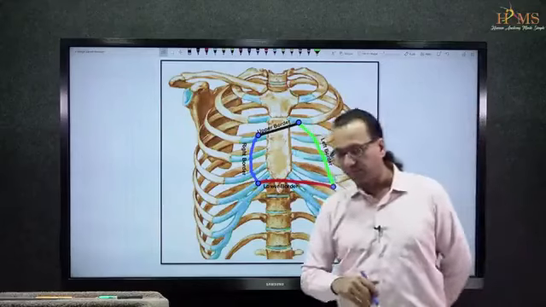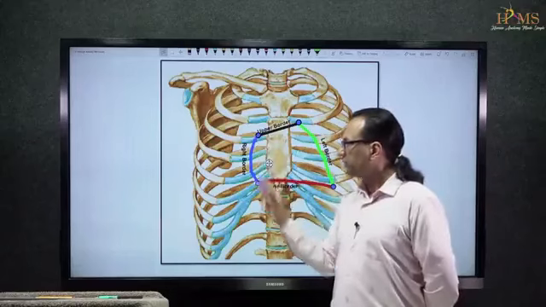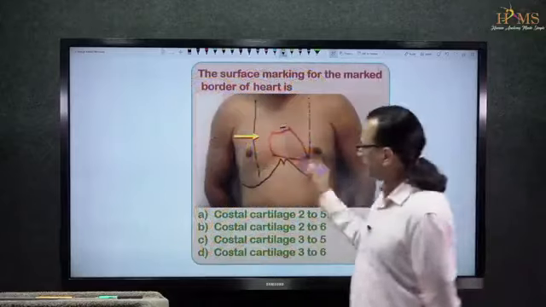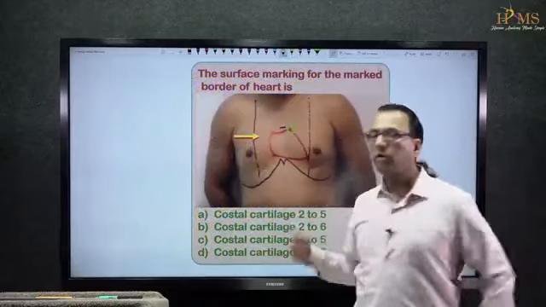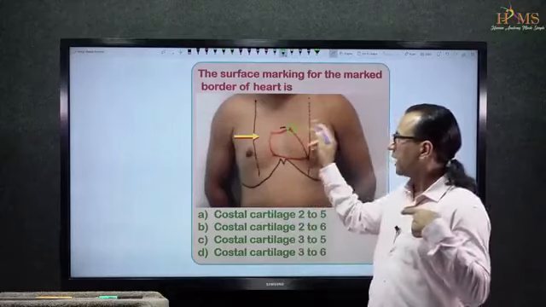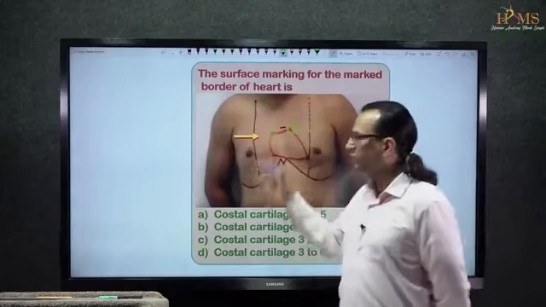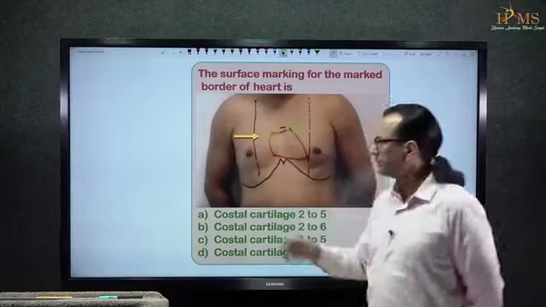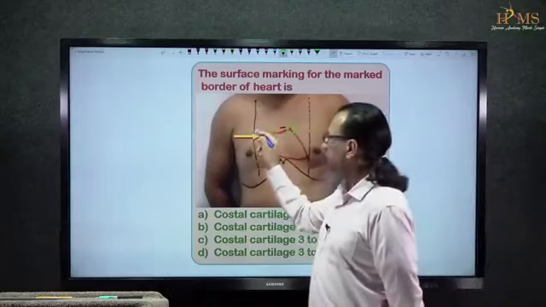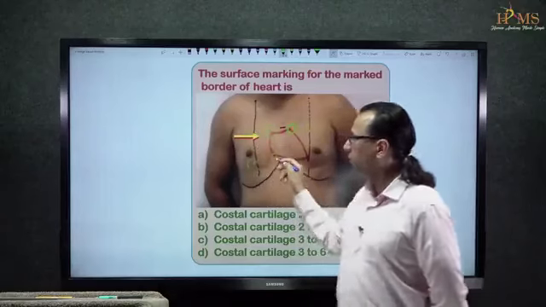Now we can come back to our question. Actually, we wanted to know that costal cartilage number 3 to 6 is the right border of the heart. So we can repeat the information again. This is the manubriosternal junction, left side, costal cartilage number 2. From there you start at the lower border of costal cartilage number 2, come to the right side and costal cartilage number 3, which is the upper border of costal cartilage number 3. From there you come to costal cartilage number 6. That will be the right border of the heart.